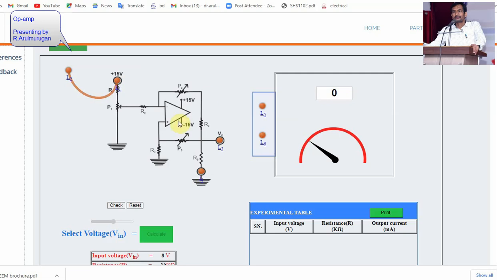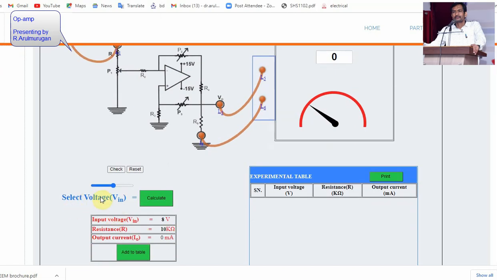So minus terminal, minus means inverting terminal, inverting op-amp. Here is the output with respect to the ground. Okay, so the variable resistance is there. Check the connections. Okay, the connection is right.